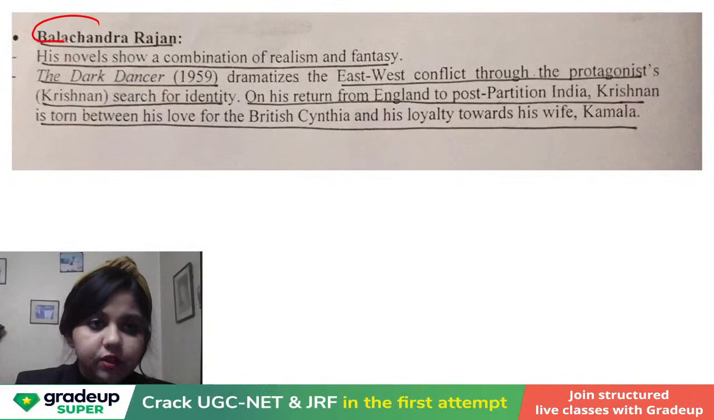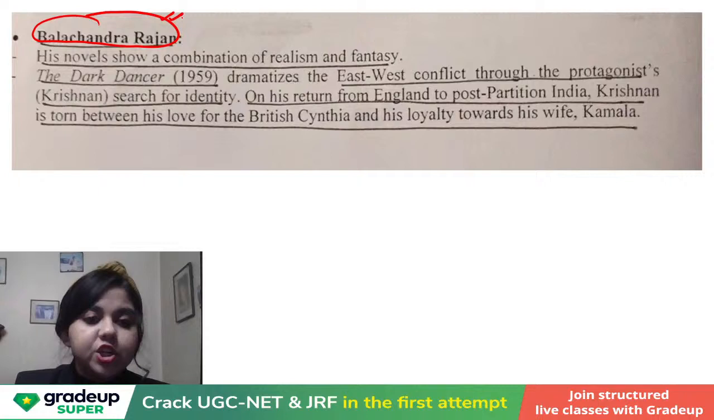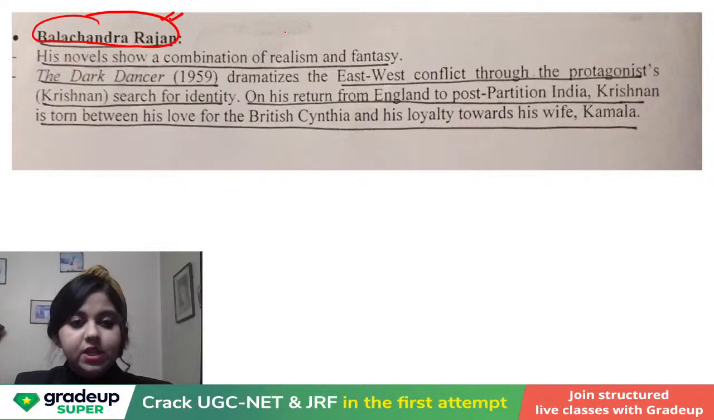How we will cover Indian writings. Okay, now Balachandran Rajan is a person who is of course trying to show he is writing a very important work that is dealing with the partition. He is talking about the partition.